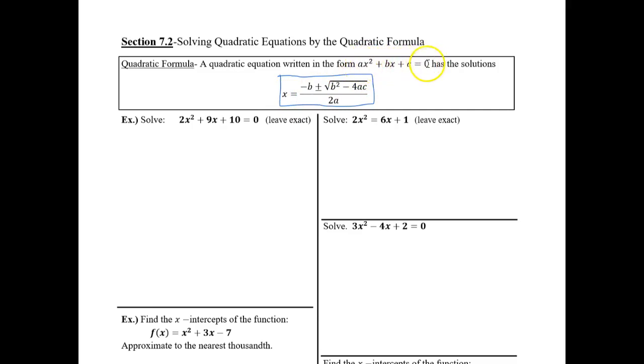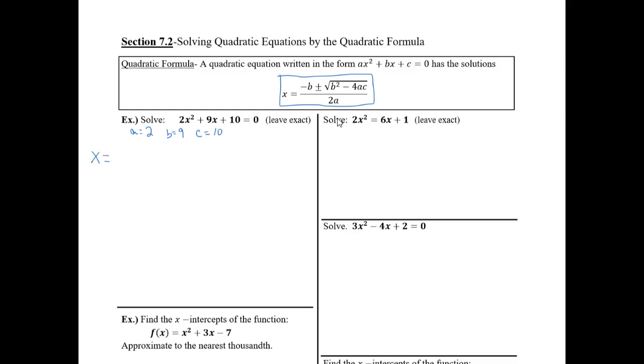Notice that it has to be set equal to 0, and then we can identify a, b, and c to plug into our equation. Looking at this first example, it says 2x squared plus 9x plus 10 equals 0. It's already set equal to 0, so I can right away identify a, b, and c. A is always the term with the x squared, so 2. B is the coefficient to x, 9. And c is the constant, 10. And those are the values I'm going to be plugging into my formula.